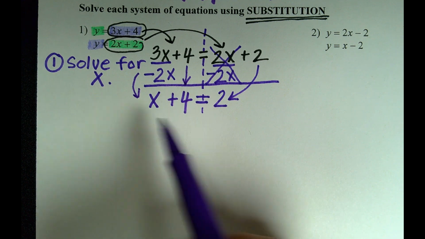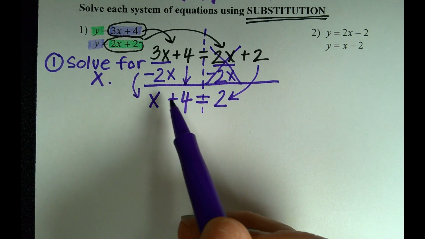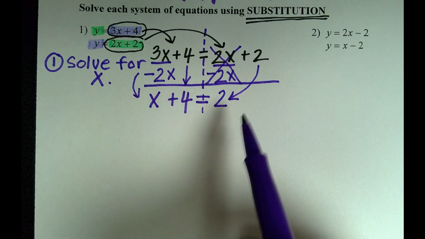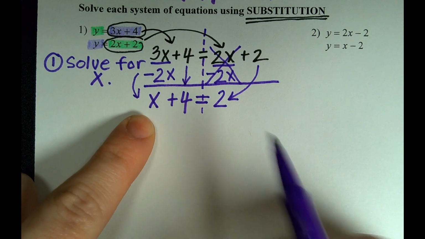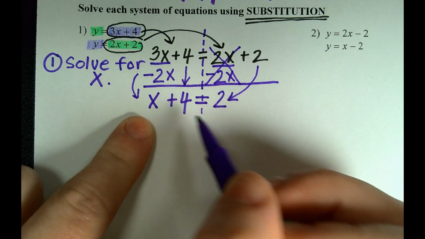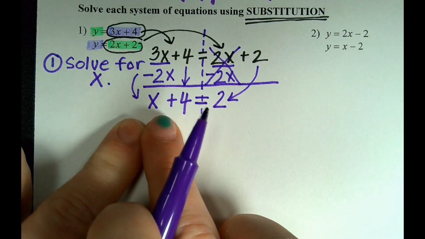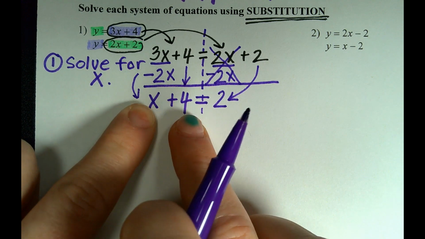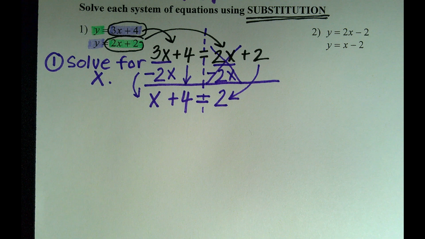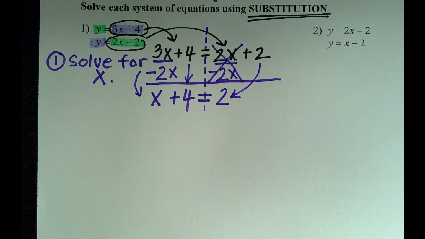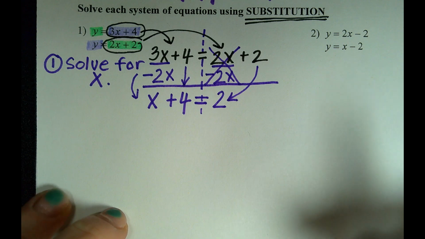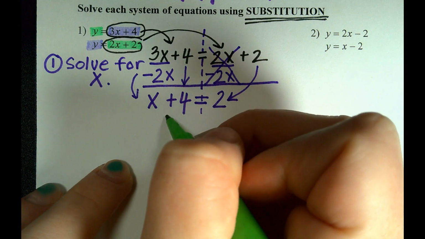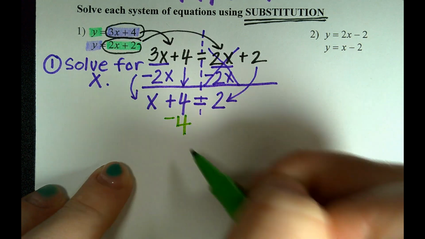Now it's like I have a whole new equation. x plus 4 equals 2. We're still trying to solve for x. So again, we want to get rid of anything that is not x. On this side, I have x plus 4. What do I need to get rid of? The 4. Since it's plus 4, how do I get rid of that? Subtract 4. So we'll do minus 4.